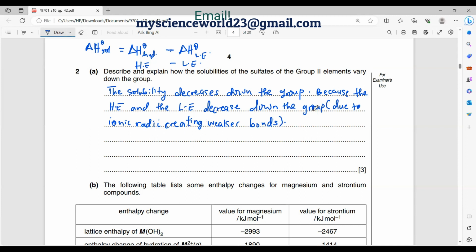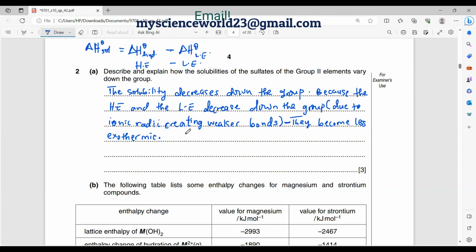Now, moreover, when you have this decrease in your lattice energy, these values become less exothermic. That's what I want you to take note of. They become less exothermic, or better still, more endothermic. So that's how they decrease down the group. Good.